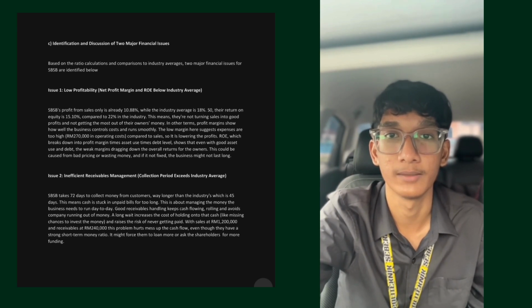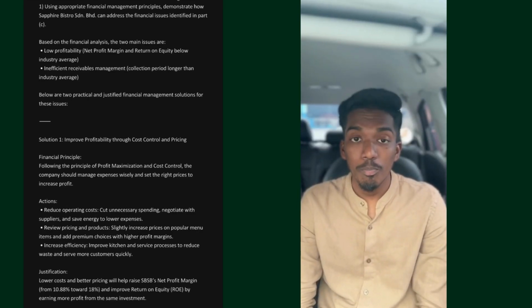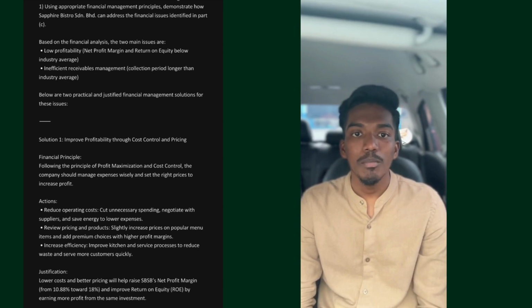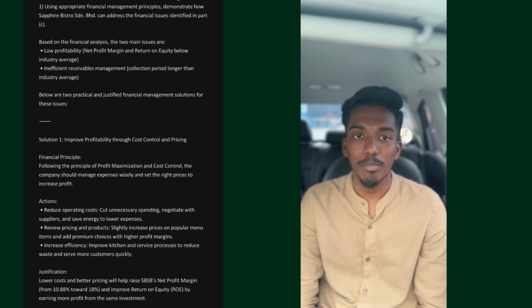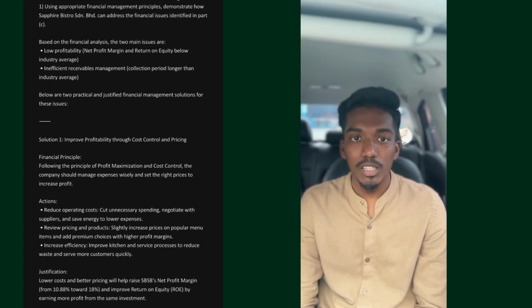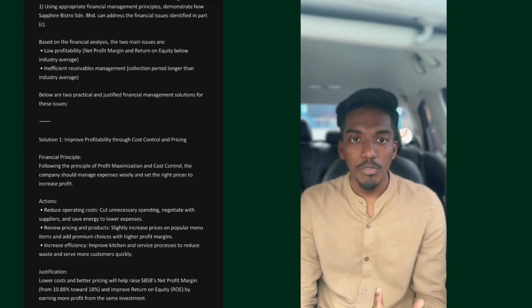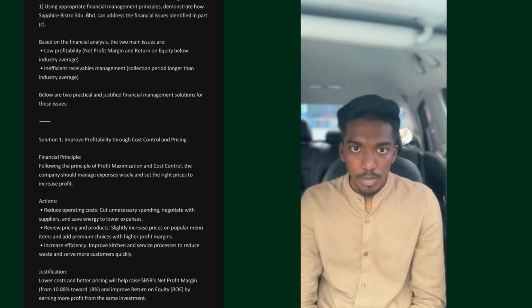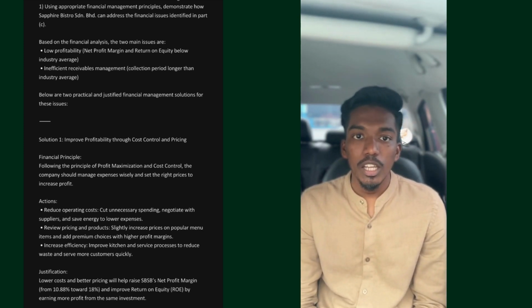for more funding. Using appropriate financial management principles, demonstrate how Safiya Bistro Sendirian Berhad can address the financial issues identified in Part C. Based on the financial analysis, the two main issues are low profitability, net profit margin and return on equity below industry average, and inefficient receivable management, collection period longer than industry average.